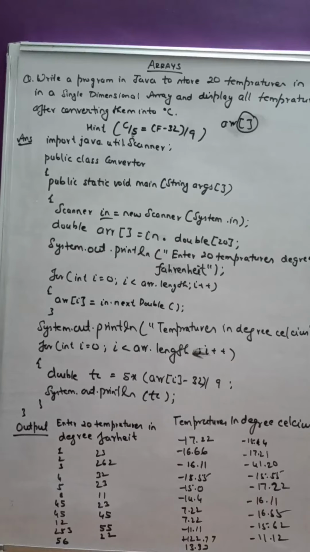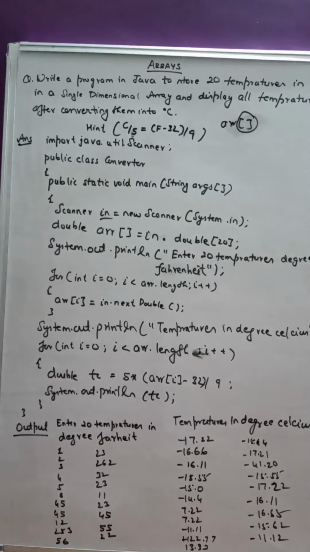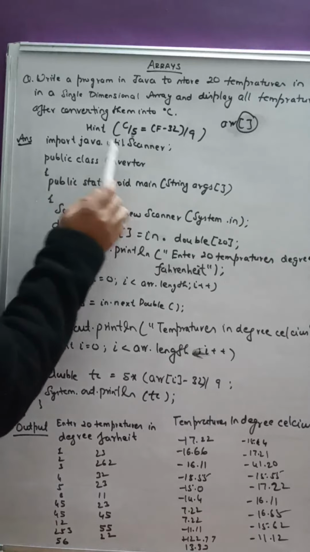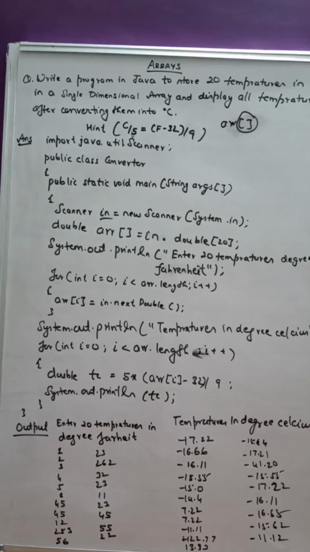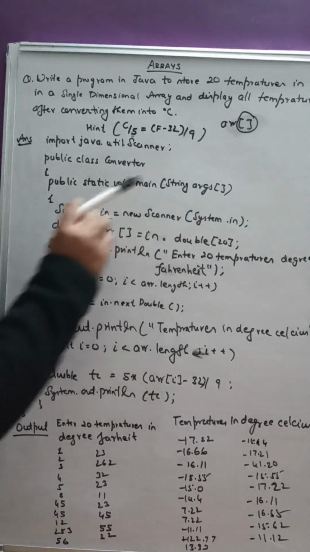In this program, the first thing we have done is import the package by writing import java.util.Scanner, and then we have declared the class name, that is Converter. So we have written public class Converter. Next we have declared the main function. In the main function you can see it is written public static void main(String args).